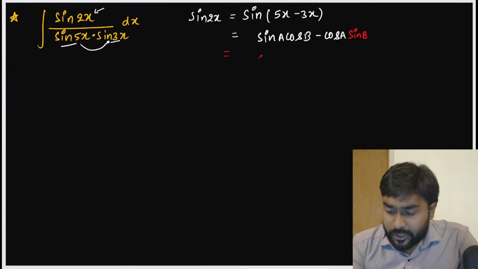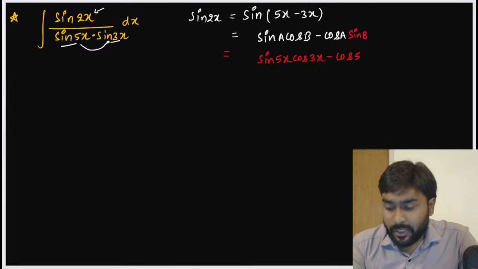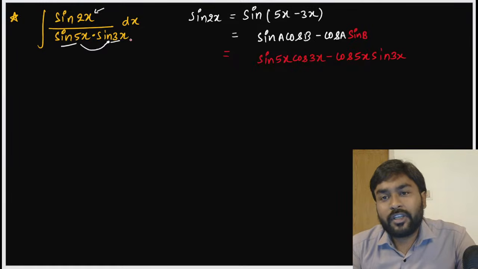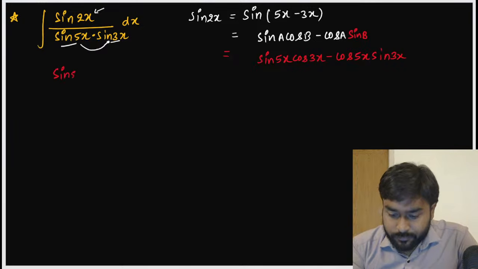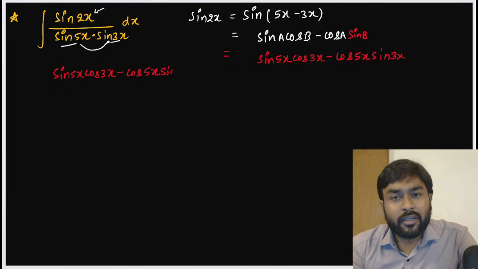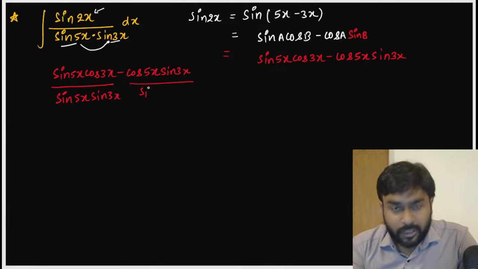So how can we write it? We can write sin 5x cos 3x minus cos 5x sin 3x in the numerator. After that we will separate, and easily we will get our answer. So I am writing here sin 5x cos 3x minus cos 5x sin 3x, and we will divide by the denominator. So we will get sin 5x sin 3x, and here also sin 5x sin 3x.